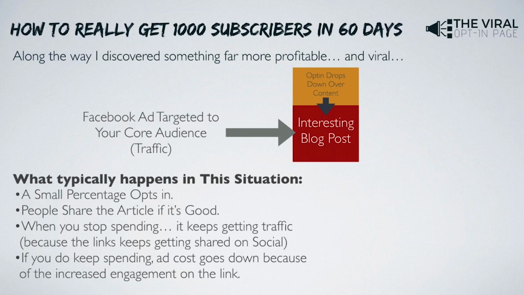So here's what happens in this situation. A small percentage will opt in. People share the article if it's good. When you stop spending money on ads, it keeps getting traffic. Let me put a big exclamation point on that. When you stop spending money on ads, it keeps getting traffic because the links keep getting shared further and further. If you do keep spending, the ad cost goes down because people are sharing and the engagement goes up. Does this make sense to everybody why this is a little bit of a better model?